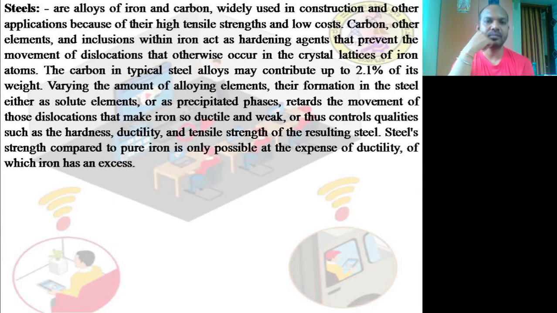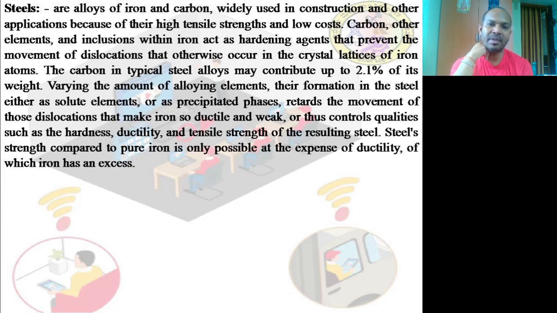Steels are alloys of iron and carbon, widely used in construction and other applications because of their high tensile strength and low cost. Carbon, other elements, and inclusions within iron act as hardening agents that prevent the movement of dislocations that otherwise occurs in the crystal lattices of iron atoms.